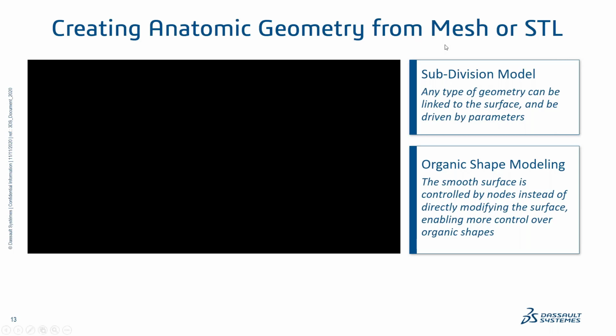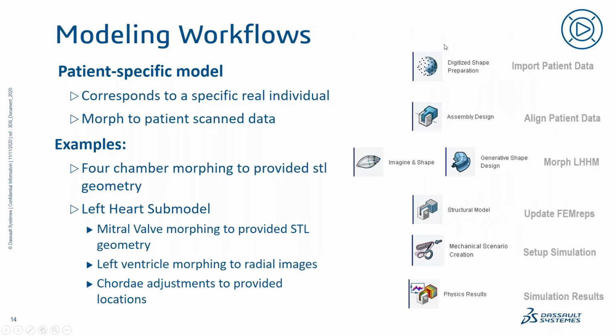So that was creating anatomic geometry using a mesh or STL. And basically, we have a couple of workflows that we extrapolate from that, right? So we have the initial import of your digitization data. We have the alignment of that data. We have the morphing of the STL, whether we're using the Imagine and Shape tools or even some generative shape design tools to actually morph that data and get it into position. And then all we have to do is update our structural model inside of our mechanical scenario, simulate it, and get our results back.